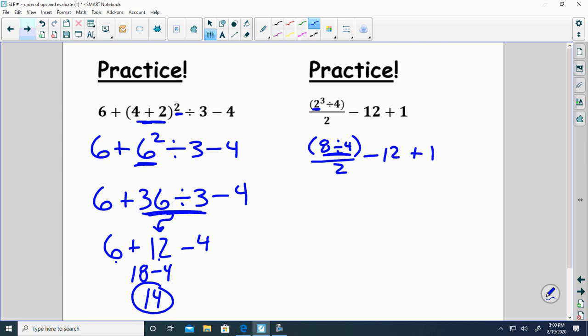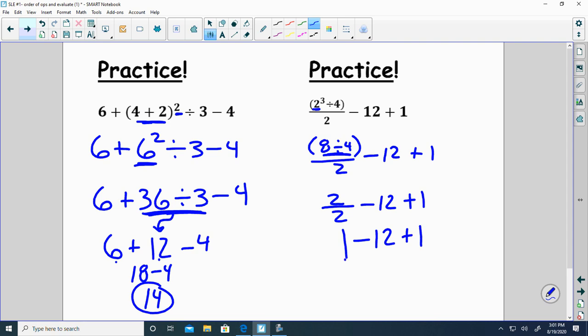What's 8 divided by 4? Well, 8 divided by 4 is 2. And then 2 over the other 2 is that. What's 2 over 2? That's 1. So then I get 1, subtract 12 plus 1. Addition and subtraction, left to right.